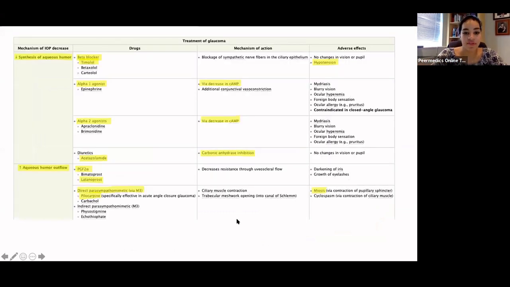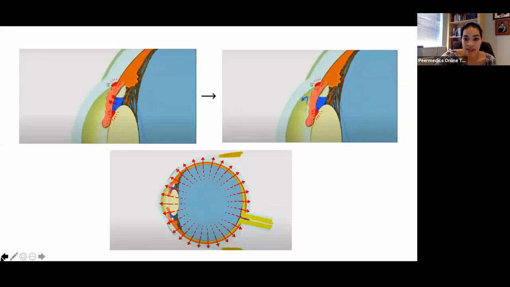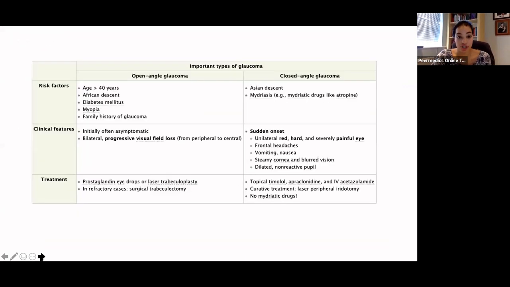So this is a table of the treatments for glaucoma, which is something I always struggled to remember, but I think you just need to go away and learn it. I've highlighted all the bits that I think are the bits to actually focus on. Please don't learn all of this table, it's a bit ridiculous. So just thinking about the canal of Schlemm here, we want to either increase outflow or reduce the production.